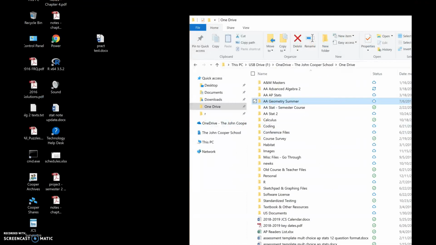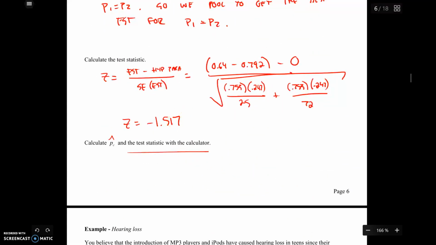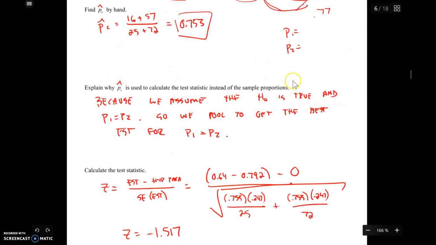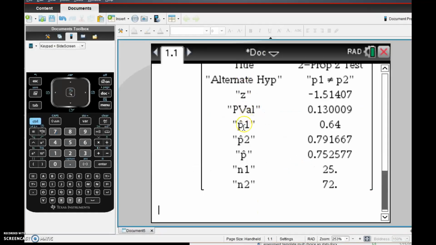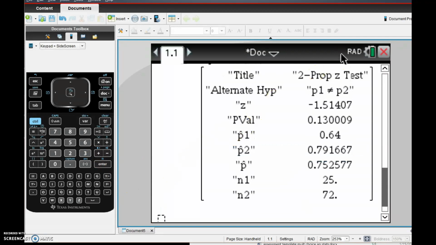So test statistic is negative 1.514. I think I was off just a little bit. I said 1.517. That was because these were probably estimates here. Like these probably weren't exactly 0.64 and 0.792. So that's where my error probably came in. And if you look through here, here's the p-value. Here's the first proportion. You can see the second proportion wasn't 0.792, it was 0.791667. This right here is your pooled proportion. The calculator just calls it p hat, but we call it p hat the combined. So it does calculate it, it does use it, but it just does it in the background. Okay?